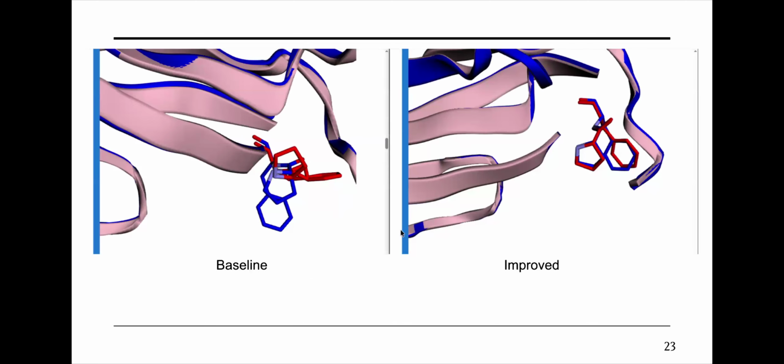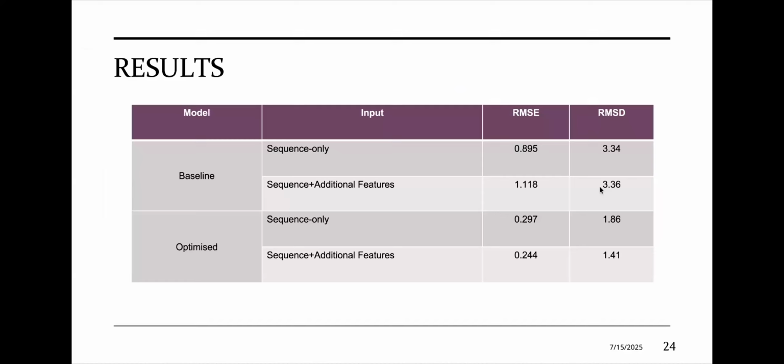This is a visualization of a target that was in the Cas12 dataset. The blue represents the true sidechain angle, and the red is the predicted angles. This is for the baseline model. As you can see on the right, this is the improved model, and the predicted sidechain angle aligns more closely to the true sidechain angle.